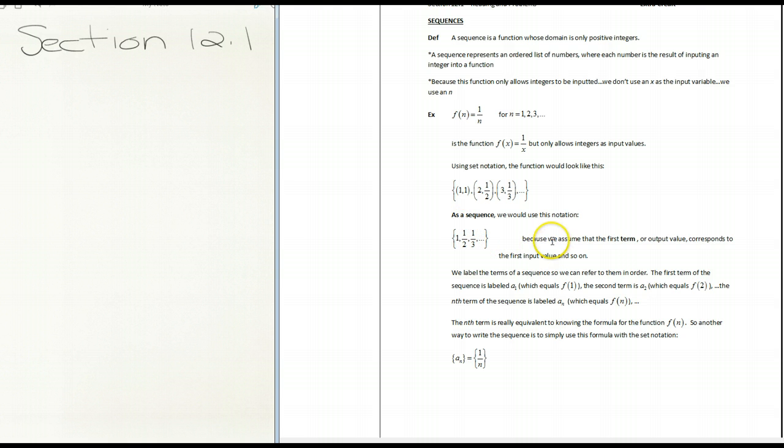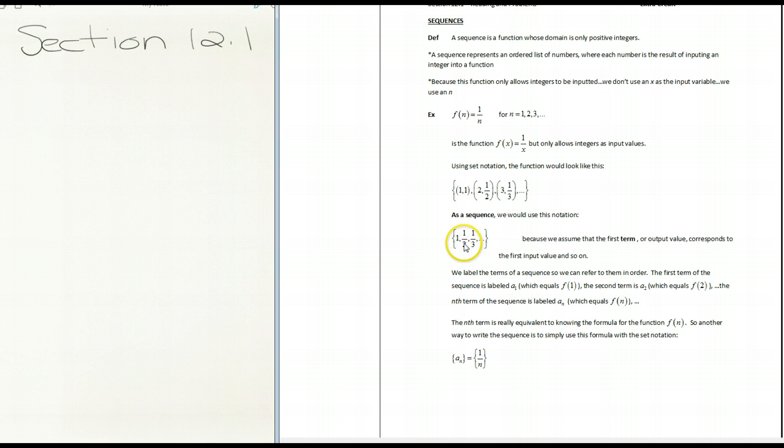Because we assume that the first term, or output value, corresponds to the first input value and so on, it becomes clear and we don't have to use ordered pair notation or even function notation. We also label these numbers listed here as an ordered list. We label them as terms of the sequence so that we can refer to them later. The first term of the sequence is labeled A1, which equals f of 1.